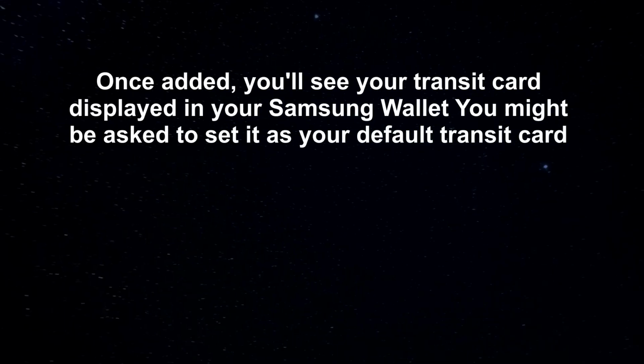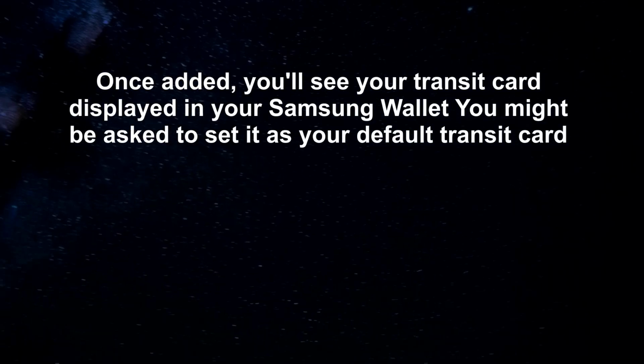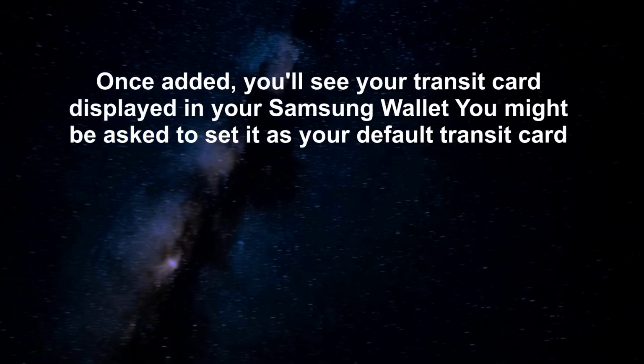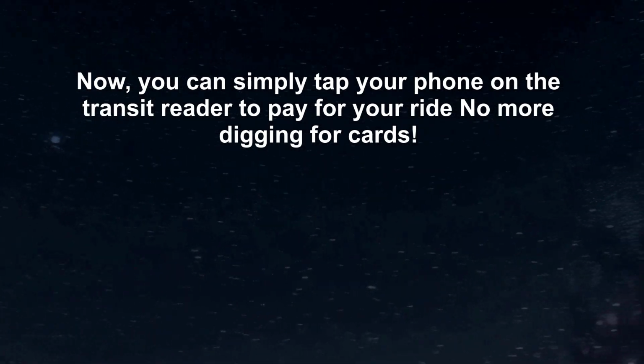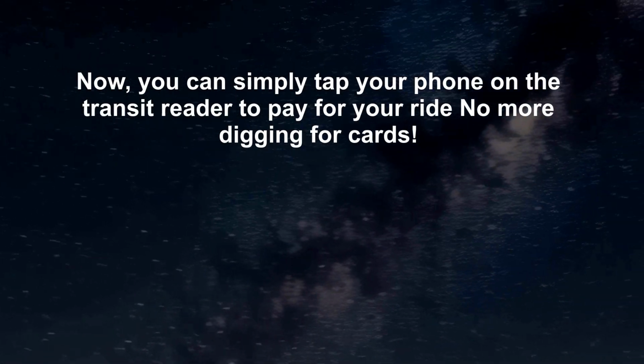Once added, you'll see your transit card displayed in your Samsung Wallet. You might be asked to set it as your default transit card. Now, you can simply tap your phone on the transit reader to pay for your ride. No more digging for cards.